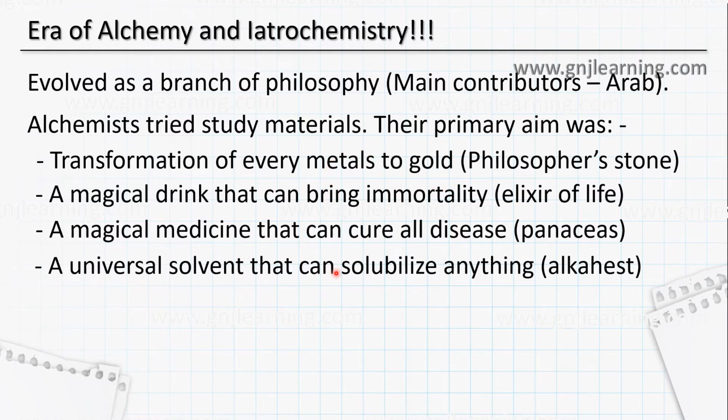In addition to that, there were several aims, but these are the more interesting aims of the people working with alchemy, the philosophers working with alchemy and iatrochemistry. Iatrochemistry was mainly focusing on medicine. Whatever chemical they found, they always tried to look for its medicinal value. This was their primary objective. Whatever chemical they innovate, they will first try to find out its medicinal value.